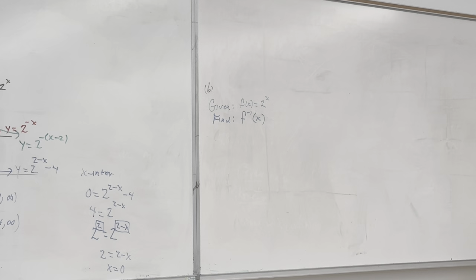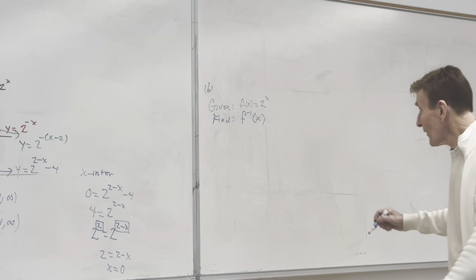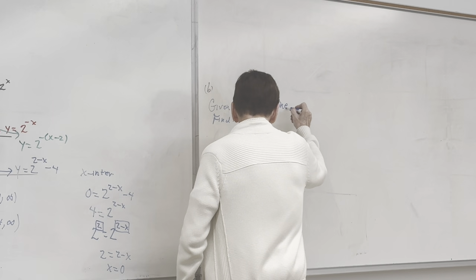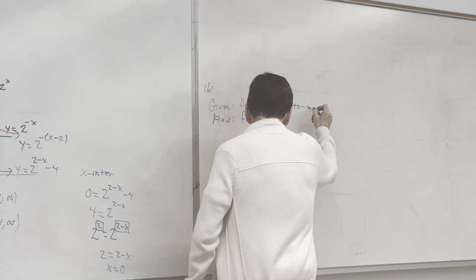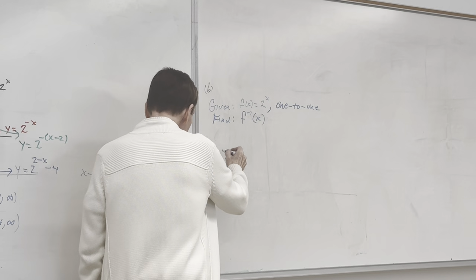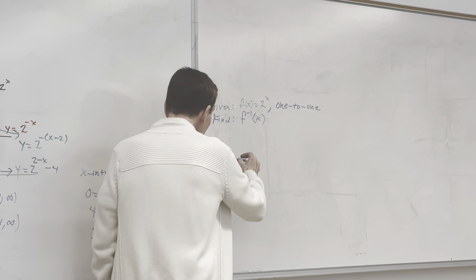Guys, to find the inverse, the first question I should ask myself is, is it 1 to 1? If it's not 1 to 1, you leave it. It has no inverse. This function, we have a graph over there, passes the horizontal line test. It's 1 to 1, so it will work. It has an inverse.